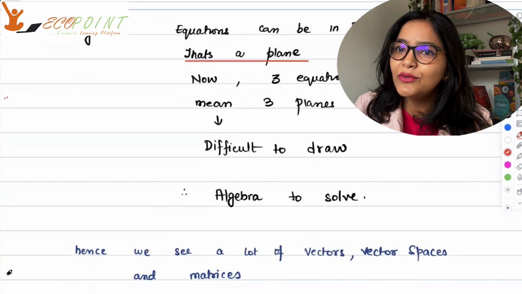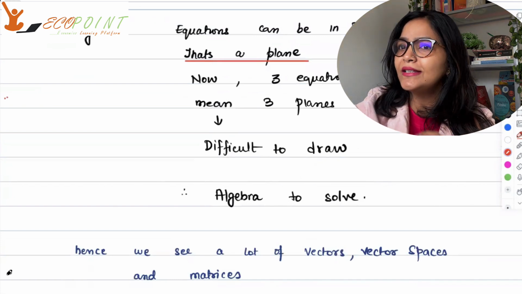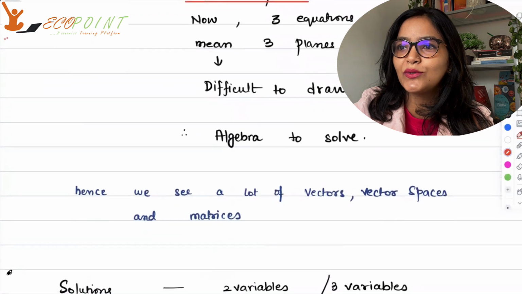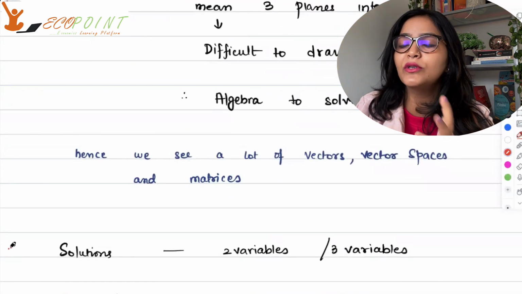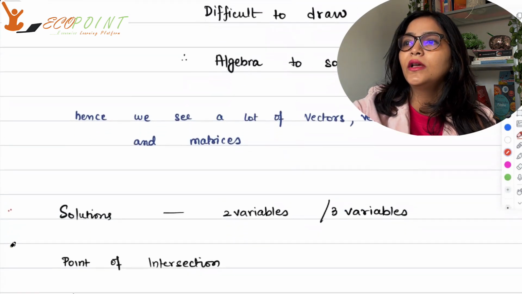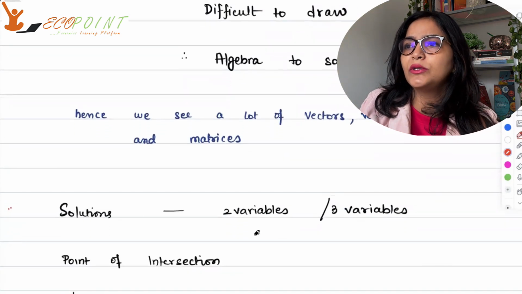So why do you see all this? Because you have many variables, many equations. Ultimately, you're actually just trying to solve. In this video, I would like to give you a small picture of what solutions are like. Two variables, three variables, both the cases. First, let's start with the two variable case.